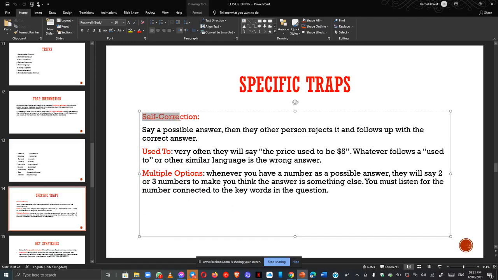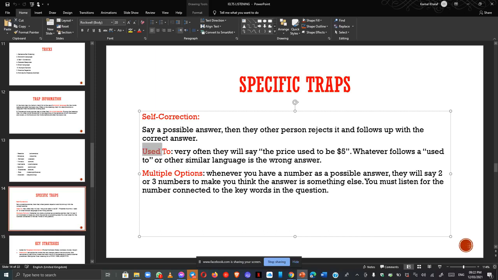Next, self-correction, very important. Say a possible answer is given by one of the speakers, then he or she corrects himself or rejects the idea and follows up with the correct answer. So please don't fly with the fastest answer you get. The speakers may correct themselves or they may be corrected by other speakers in the audio file.